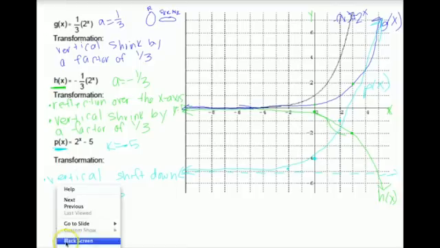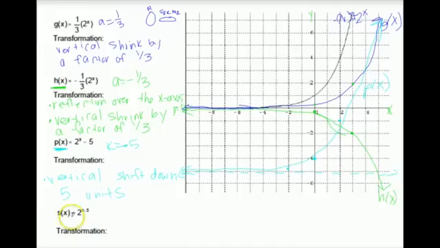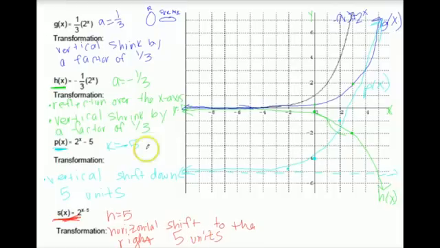And our last one we have is s of x, and for that one I'll use red. For this transformation, it is our h value, because it's 2 to the power of x minus 5. Since it's 2 to the power of x minus 5, our h value is positive 5. So we have a horizontal shift to the right 5 units.